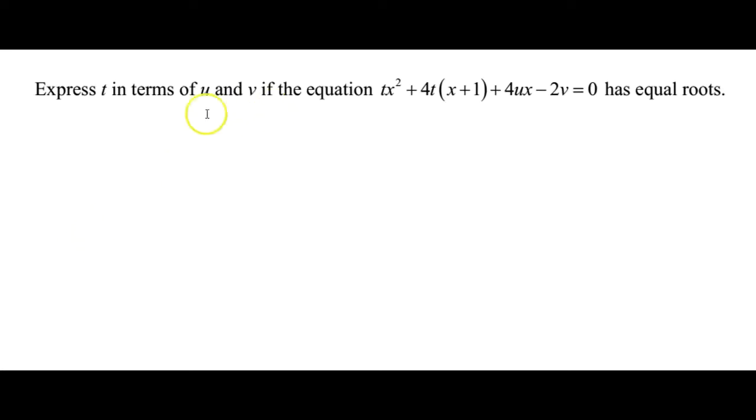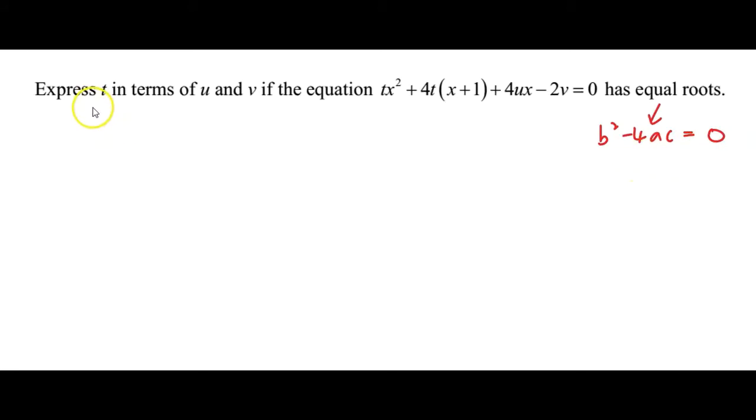Now, here is another example on using the discriminant to solve problems of a quadratic equation. So here is the question: express t in terms of u and v, if the equation, this is a quadratic equation, has equal roots. So this question already told us that this equation has equal roots, meaning that its discriminant is equal to 0.